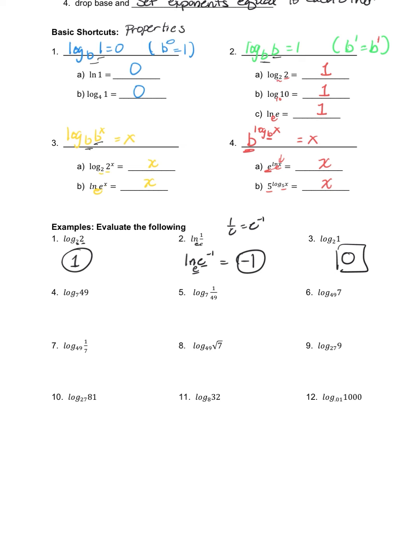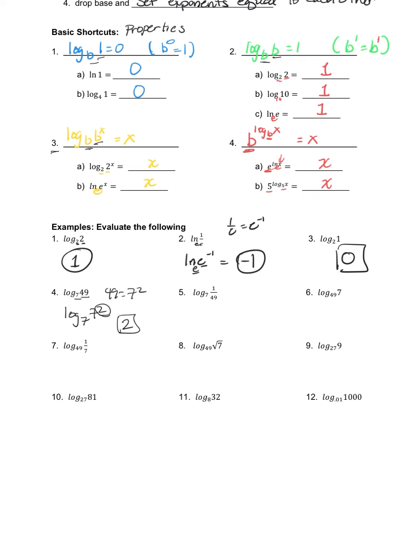Now, number 4, you don't have anything unless they're the same base. If they're not the same base, I need to change them to make them the same base. That was one of our steps. So I know I can rewrite 49 as 7 squared. So this will be log base 7 of 7 squared. Based on number 3 up here, this answer would be just 2.